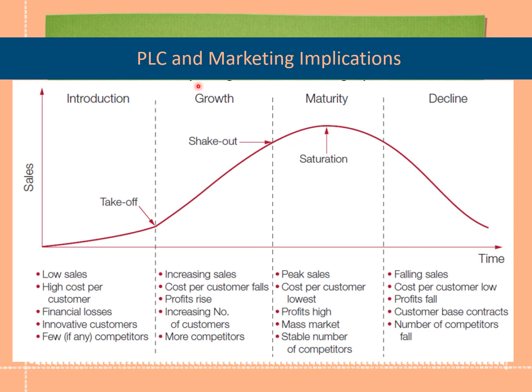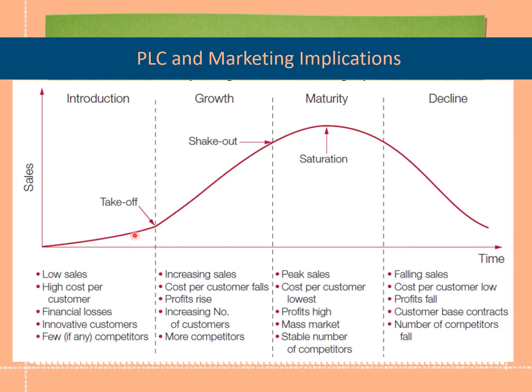So let's look at the PLC and its marketing implications for each and every stage. Now there are 4 stages of the product life cycle. Like I told you just now, there is the introduction stage, growth stage, maturity stage, and also decline stage. And the curve that you see here is actually the sales curve over a period of time. Why is it that there are no months or years? Because for this particular product life cycle, you do not have exact timing for each stage.